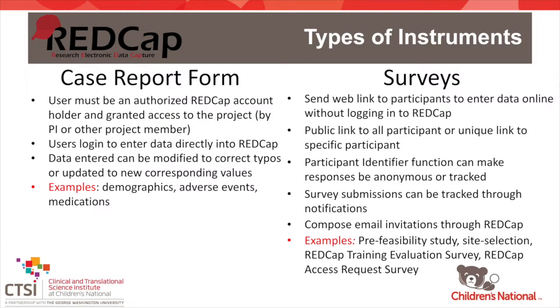So you could have a public URL that all participants go to, or you can use some REDCap features to email a unique URL to specific participants, and in that case, you can do a little bit more tracking about who has responded and who hasn't, and send them reminders. These surveys can also be identified or anonymous. There's a participant identifier function for tracking responses. You can again set up some automated notifications to track responses, and you can also use REDCap to manage and compose all of your email invitations.